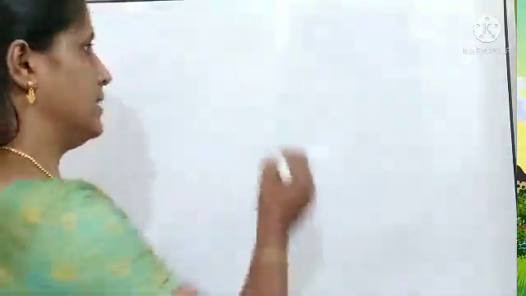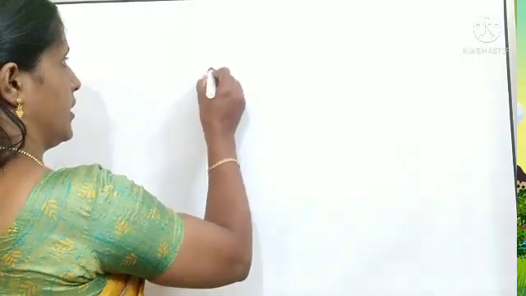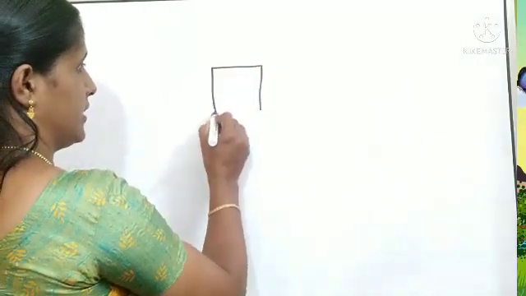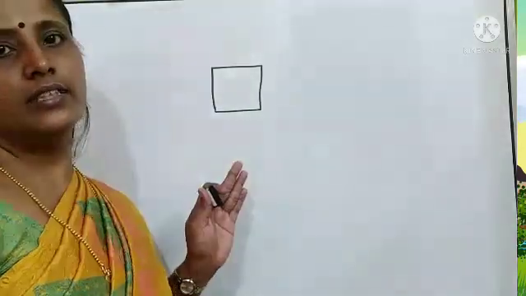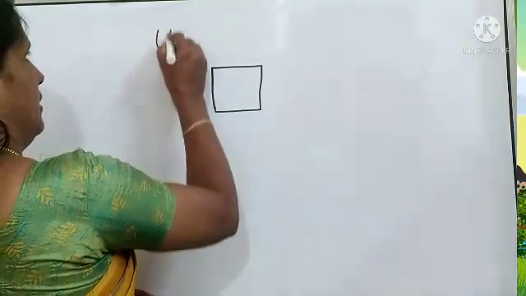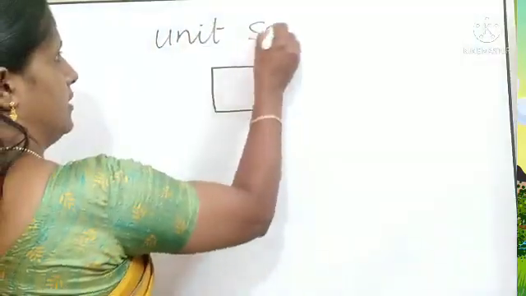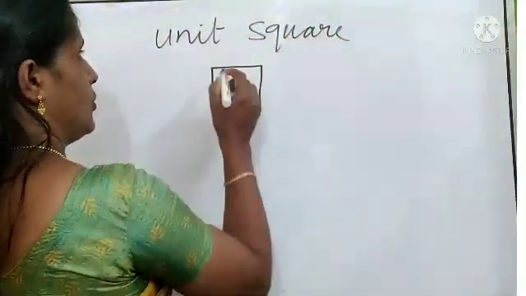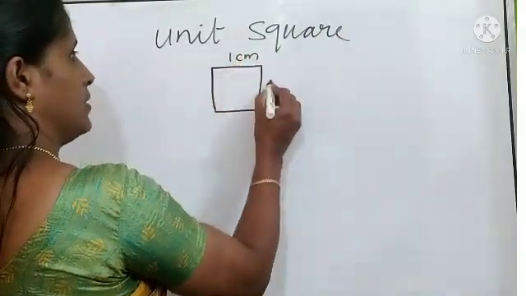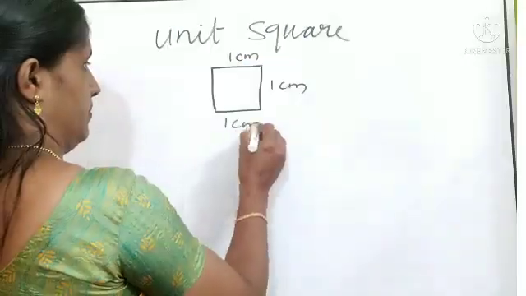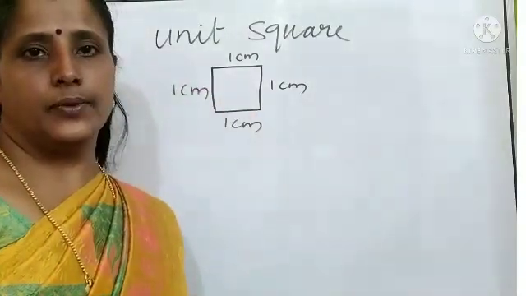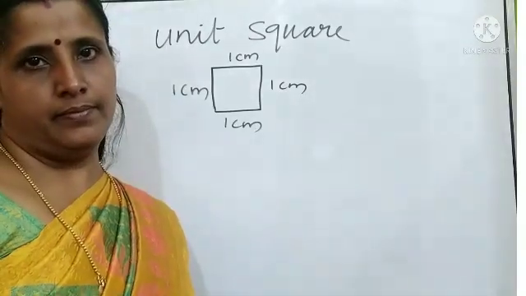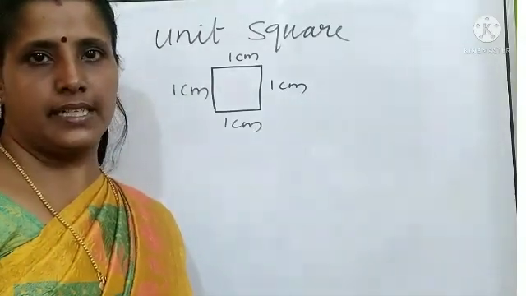Here I can explain about the unit square. What is the specialty of a square? Yes, 4 sides are equal. Here I can draw a unit square. Each side's measure becomes 1 centimeter. So this type of square we named as unit square. Understand?